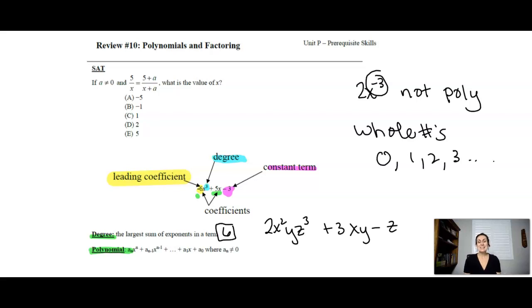Hi there, everybody. This is review number 10, polynomials and factoring. Go ahead and try the SAT problem and we'll have you guys check it in class together.